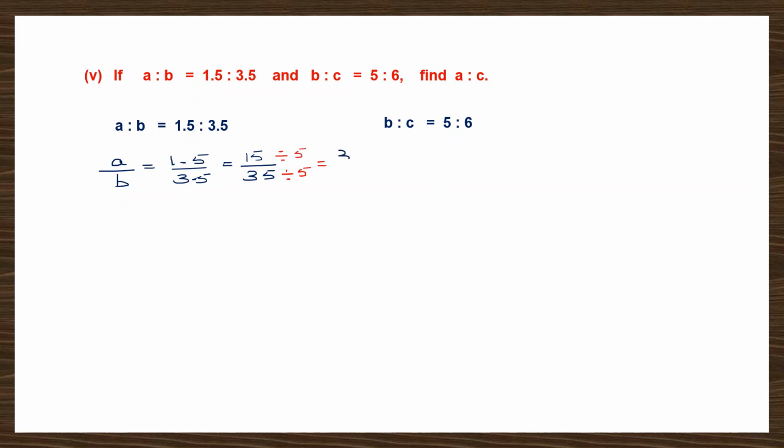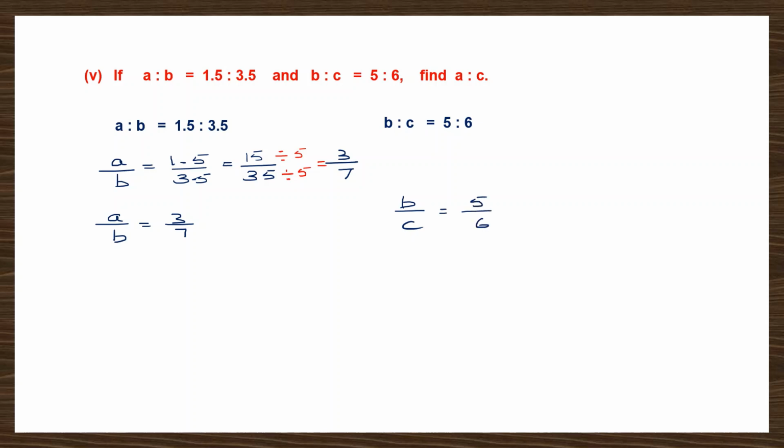5 3s are 15 and 5 7s are 35. So A by B is equal to 3 by 7. And we already know what B is to C is. B is to C is 5 by 6. Let's write that as a fraction. B by C equals 5 by 6.